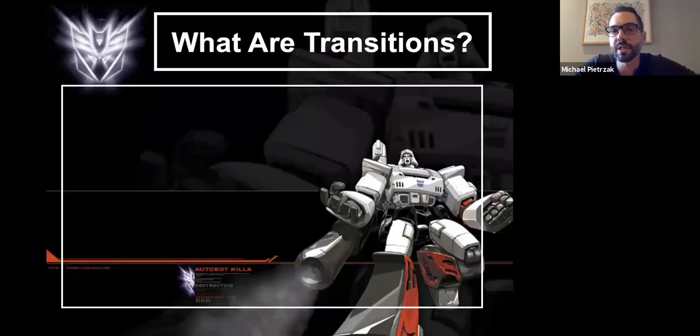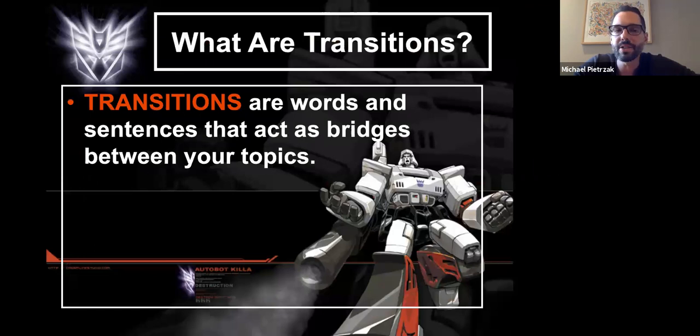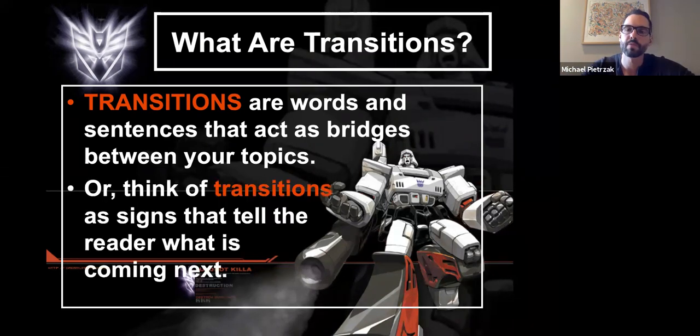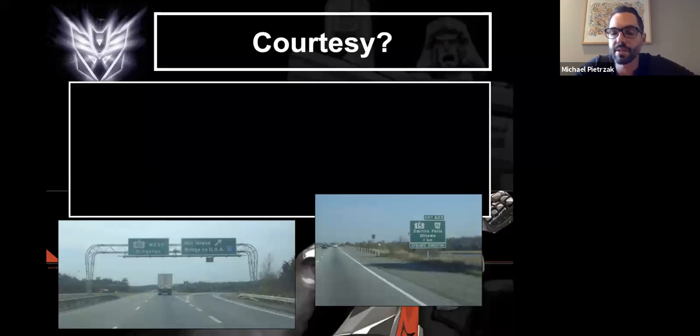So let's use transitions to clean this up. What is a transition? Really, it's just words and sentences that act as bridges between your topics. You're invariably going to be talking about more than just one thing in any paper you write or letter you write. And so you will need to make it smooth, transition from one topic to another, which unfortunately a lot of students don't seem to do in their papers. It goes from one to the next. You guys are awesome, so don't worry about that. You can also think of transitions as signs that tell the reader what's coming next, right? This helps us maintain the illusion.